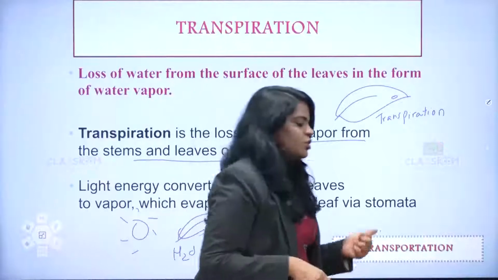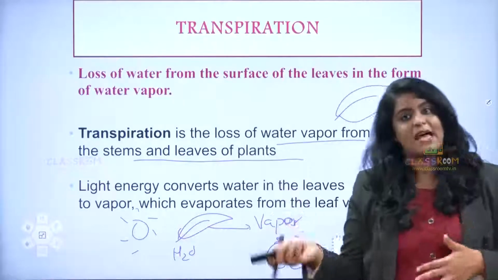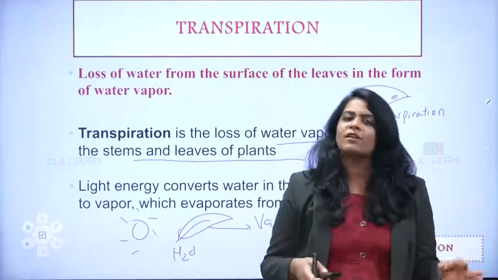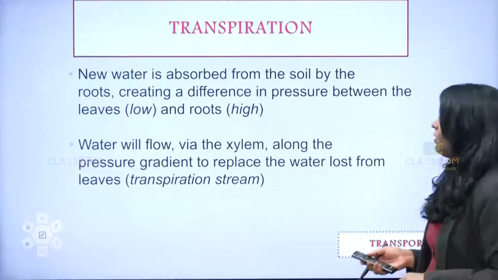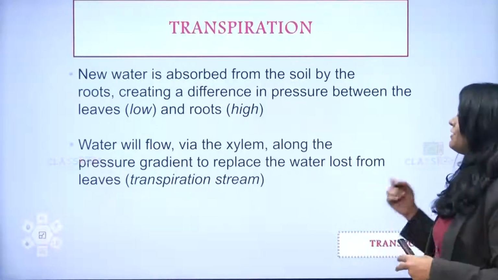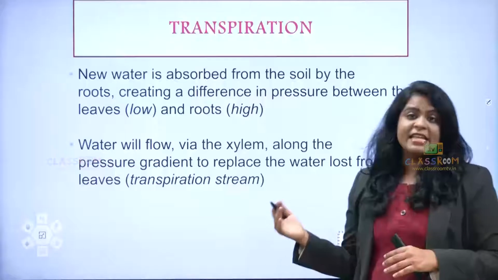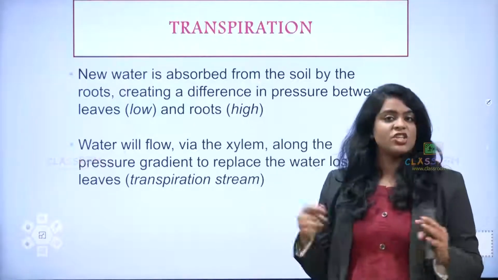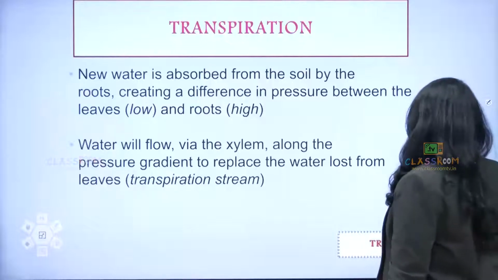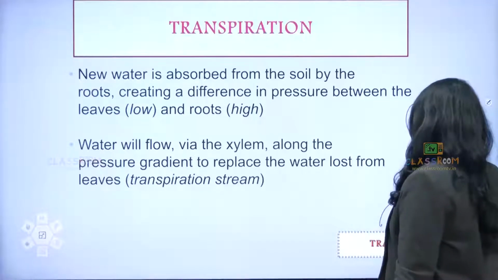So transportation of food and water is done by xylem and phloem, and transpiration occurs in the form of water vapor through leaves. Okay. New water is absorbed from the soil by roots, creating a difference in pressure between leaves, which have lower concentration, and roots, which have higher concentration. So this is a plant.